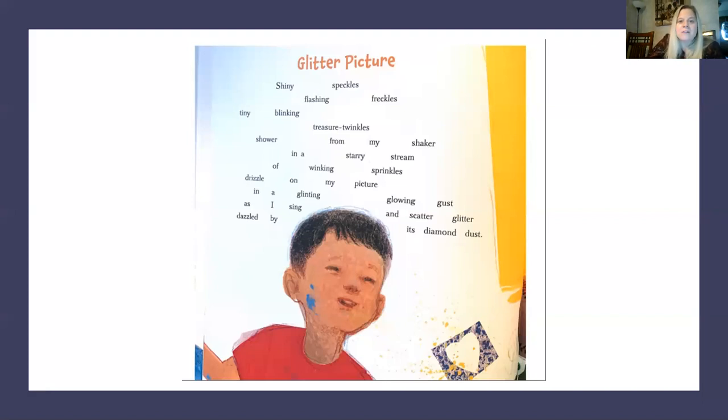Shiny speckles, flashing freckles, tiny blinking treasure twinkles, shower from my shaker in a starry stream of winking sprinkles, drizzle on my picture in a glinting glowing gust, as I sing and scatter glitter, dazzled by its diamond dust.